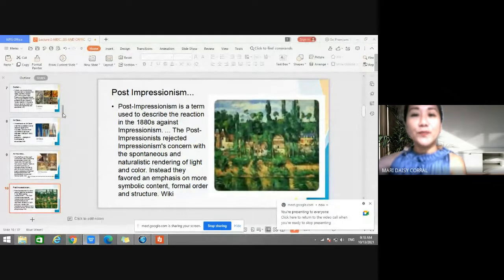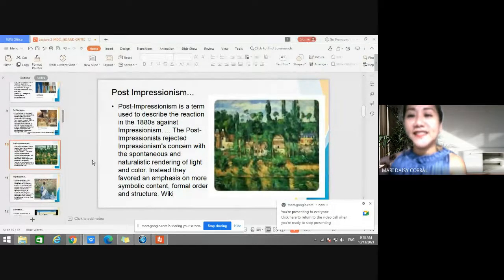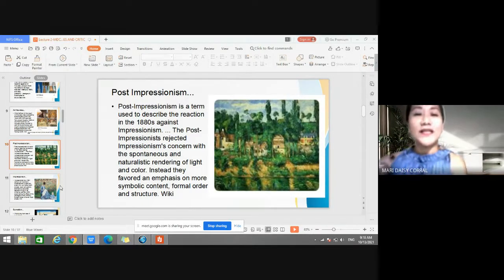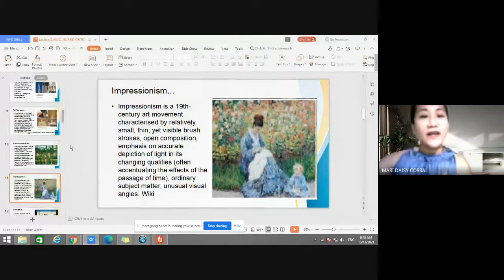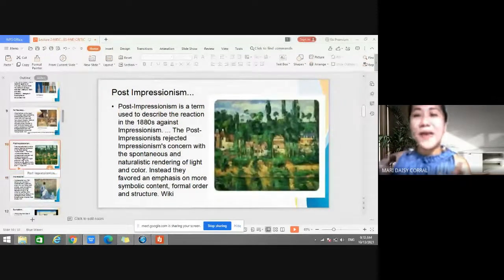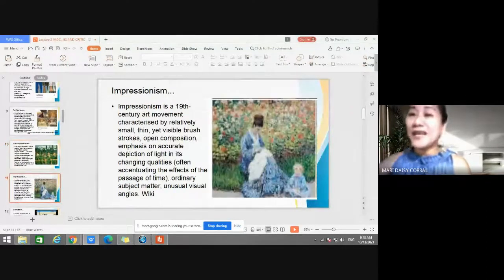Okay, so that's about post-impressionism, and again the date is there. It is a movement in the 1880s. Okay, it's against impressionism, it says. So that means impressionism came first, and then here comes post-impressionism. So post-impressionism and impressionism are very similar in quality or character. So let's take a look at this impressionism style. Post-impressionism happened in the 1880s, and Impressionism was in the 19th century already.